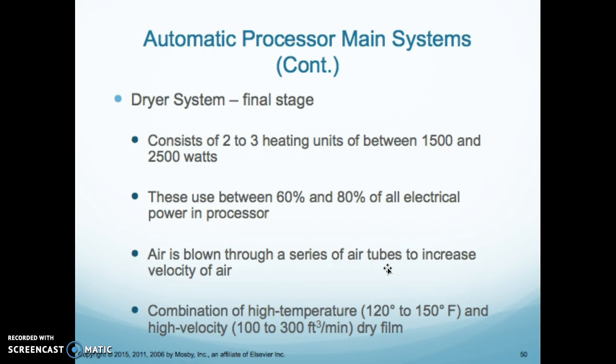It consists of 2 to 3 heating units between 1500 and 2500 watts. They use 60 to 80% of all electrical power for the processor, and air is blown through a series of air tubes to increase the velocity of air. So the temperature is between 120 and 150 degrees, and it's at high velocity to dry the film.